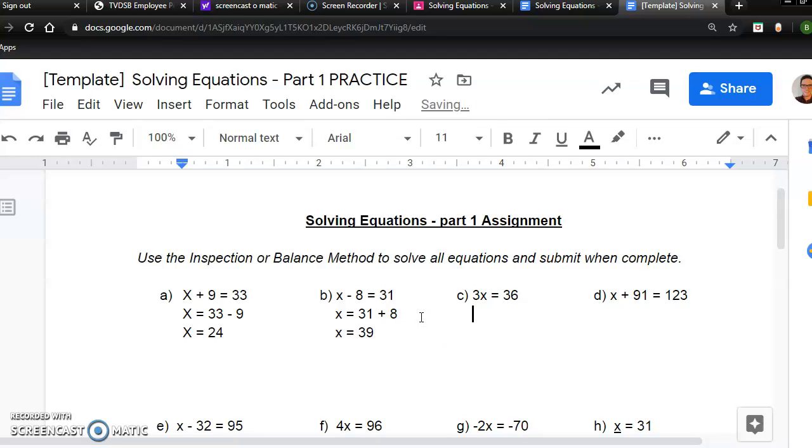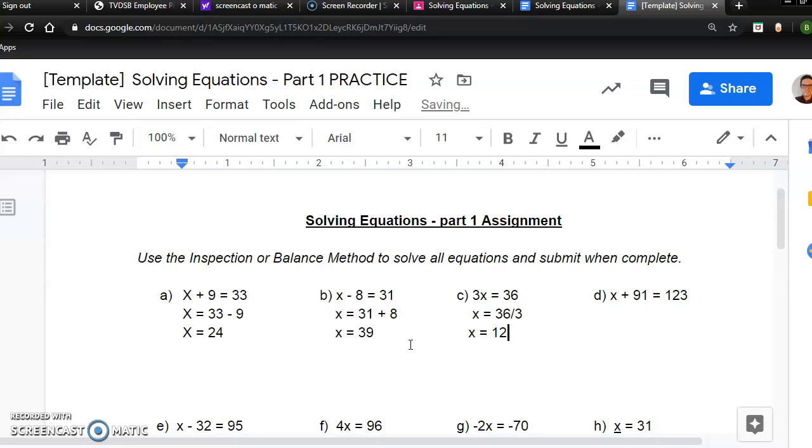Example C. 3x equals 36. Is x by itself? No, it's being multiplied by 3. So to get it by itself, we have to do the opposite of that, which is divide by 3. What we do to one side, we have to do to the other as well. So 3x divided by 3 just equals x, because the times 3 and divided by 3 cancel out. And that equals 36 divided by 3. 36 divided by 3 equals 12.